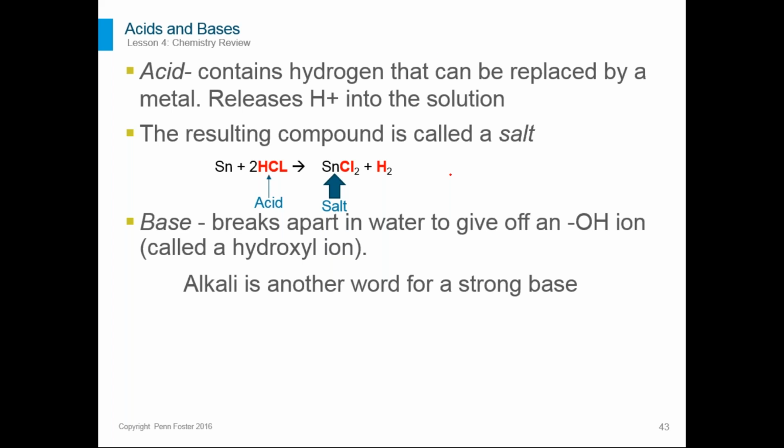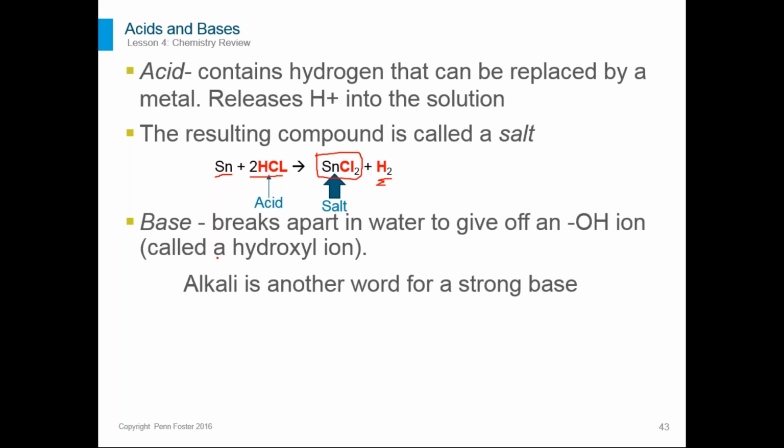Also important to know is once that substitution happens, where the metal comes in and replaces it, you've got your acid here. Sn is a metal listed. It comes in and replaces the hydrogen, and it makes a molecule that we call a salt. So a salt happens when you replace the hydrogen in an acid with a metal, you get this new compound, and that's called a salt. And then it also makes all these free-floating hydrogens.